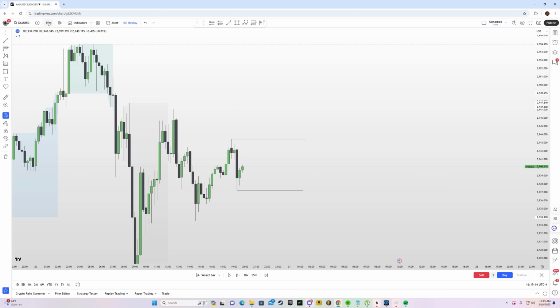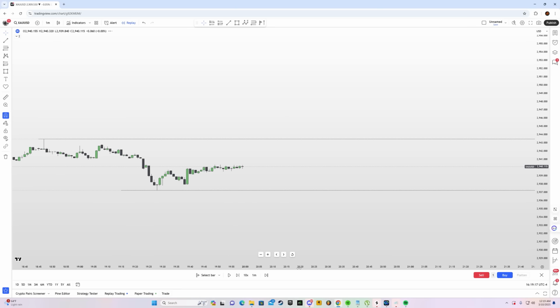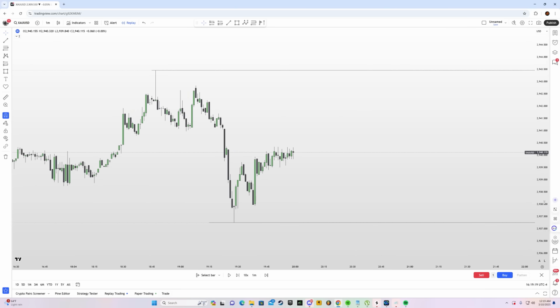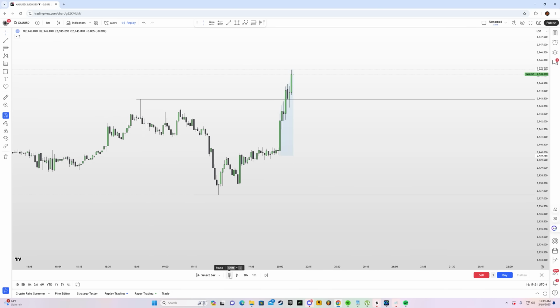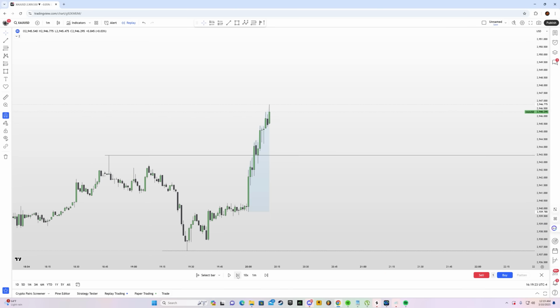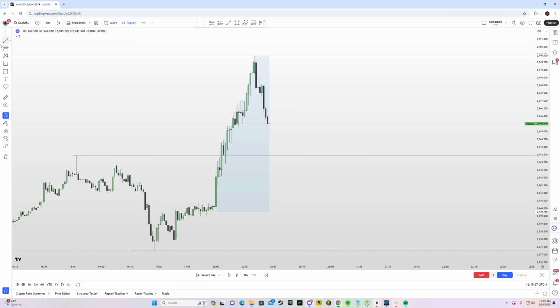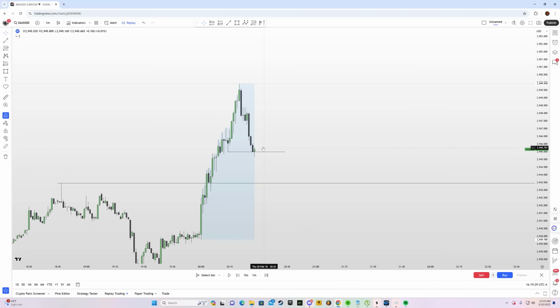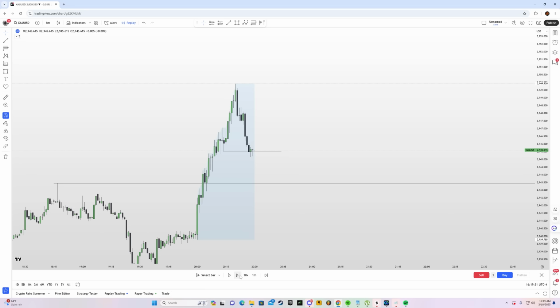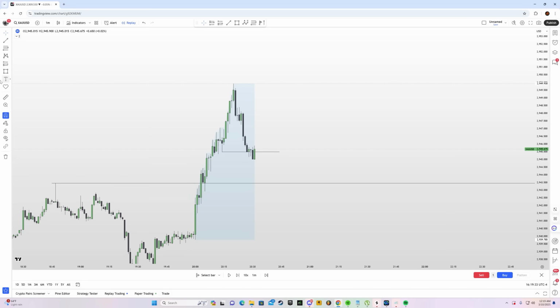Now, what we want to do is drop down to the 1 minute time frame. Perfect. And now we want to wait for price to either take out the high or the low. So we took out the high, very simple stuff. Now we are looking for a market structure shift. Very simple stuff, guys, right? Want to wait for a body closure. This is very important. So we have a body closure right there.